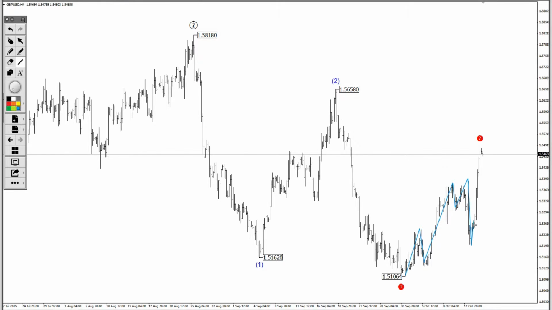Now perhaps we can expect a five-wave structure to form here, or a larger three-wave structure like so. We need to stay below this level if this wave count proves correct. So maybe a little more upside before the reversal also here is expected.